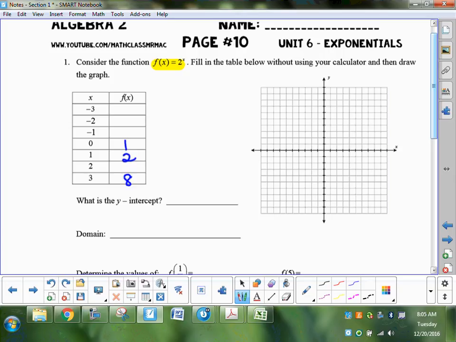So 0.38, Tyler? X equals 2 would be 4. Jensen? Negative 3, 1. Allison? Negative 2 is 1. And this would be 1/2. So you get a graph that ends up looking like this.